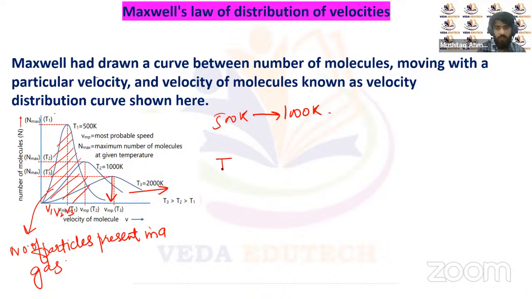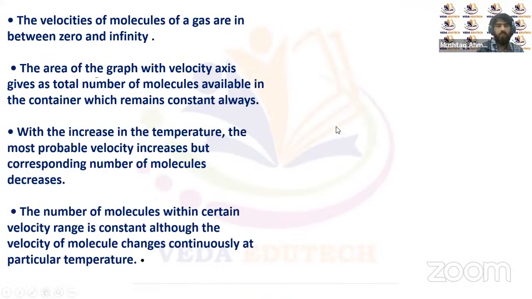That's the reason we say that the graph will shift towards the right upon increasing the temperature, and the peak will shift in the downward direction, right? For the condition T3 greater than T2 greater than T1, right? Now, there are certain conclusions: the velocities of molecules of a gas are in between 0 and infinity, right?